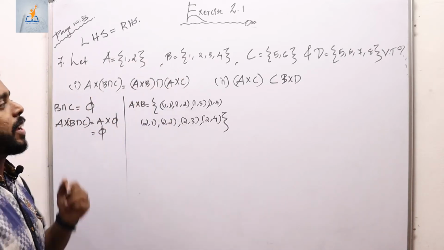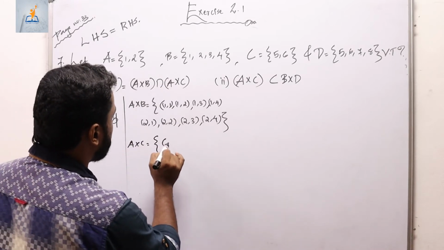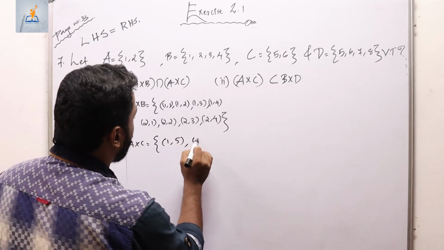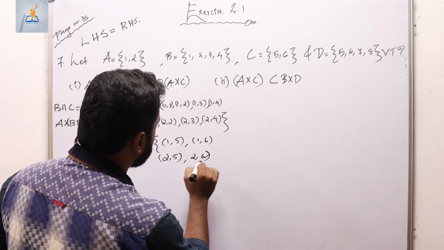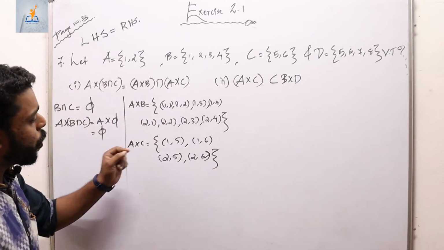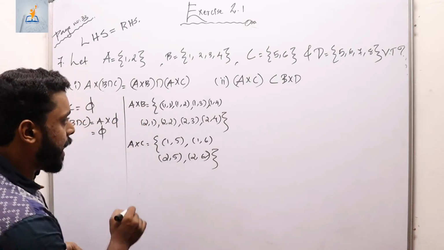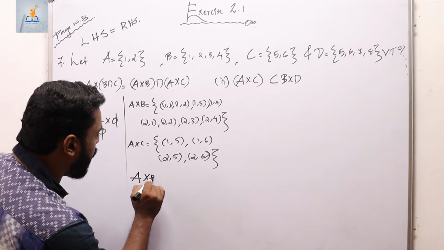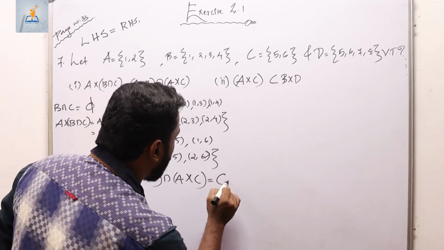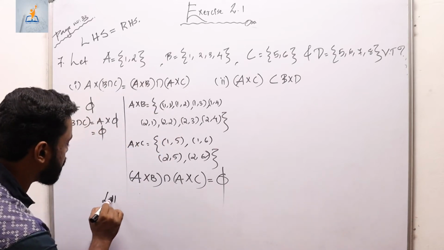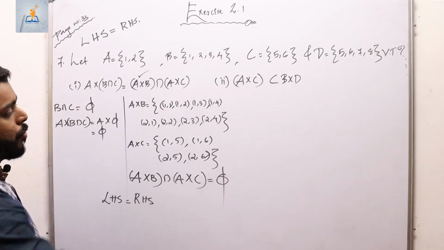Now, we shall find the second one, A cross C. So, A cross C is equal to the set (1,5), (1,6), (2,5), (2,6). So, this is the set A cross C. You can see that there is no element common to A cross B and A cross C. Therefore, (A cross B) intersection (A cross C) is equal to φ. Therefore, LHS is equal to RHS. Therefore, the first one is verified.